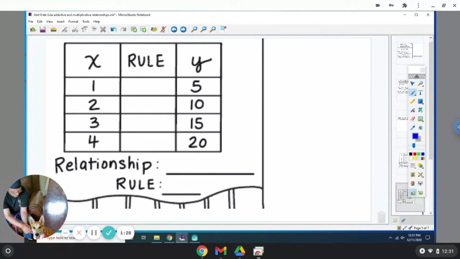Okay, this one says when x is 1, y is 5, when x is 2, y is 10, 3, 15, 4, 20. So I'm assuming that they're multiplying by 5 every time, because 1 times 5 is 5, 2 times 5 is 10, 3 times 5 is 15, 4 times 5 is 20. So this is a multiplicative relationship. So I can say y is equal to 5x, which is the same thing as 5 times x.